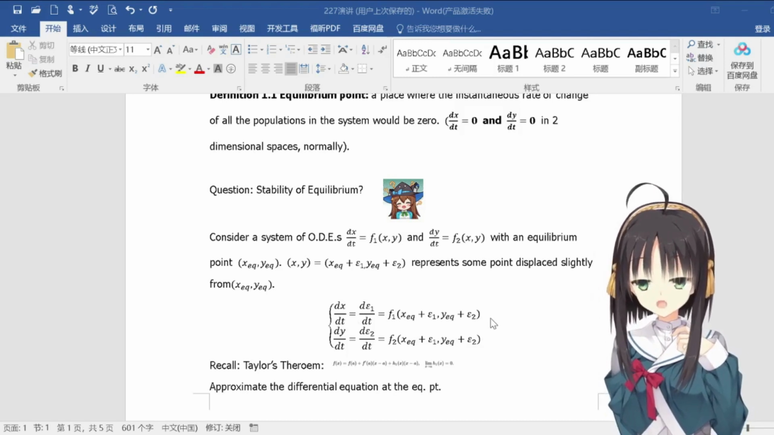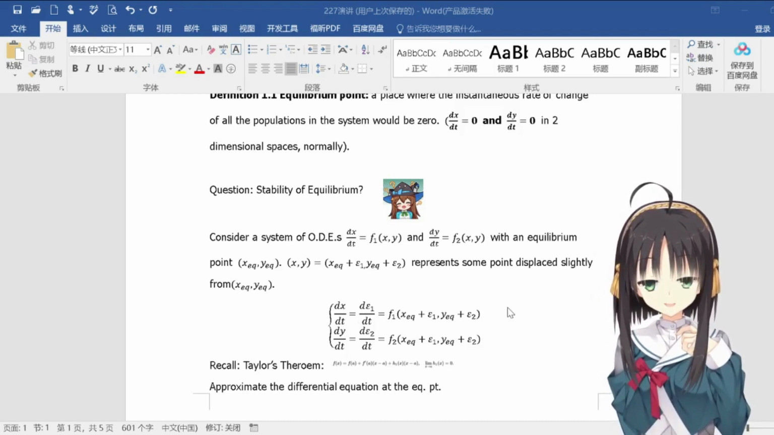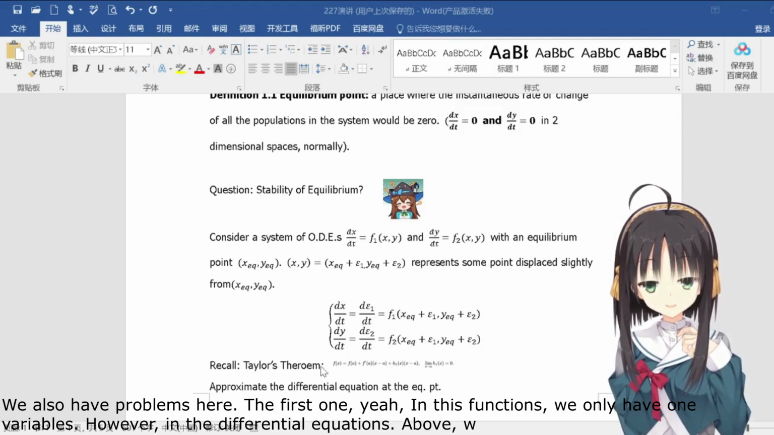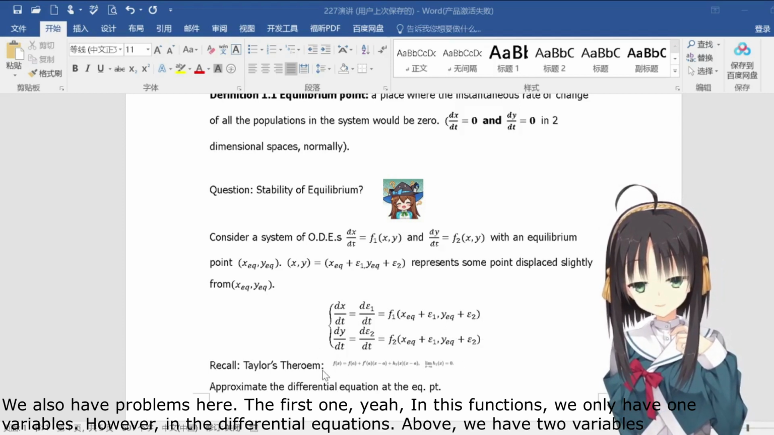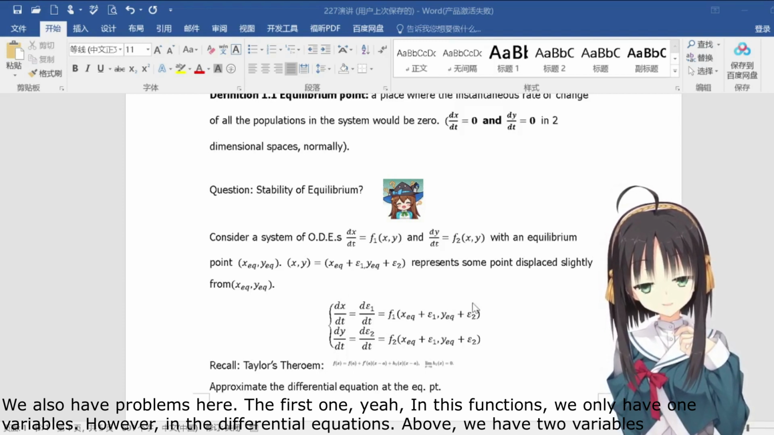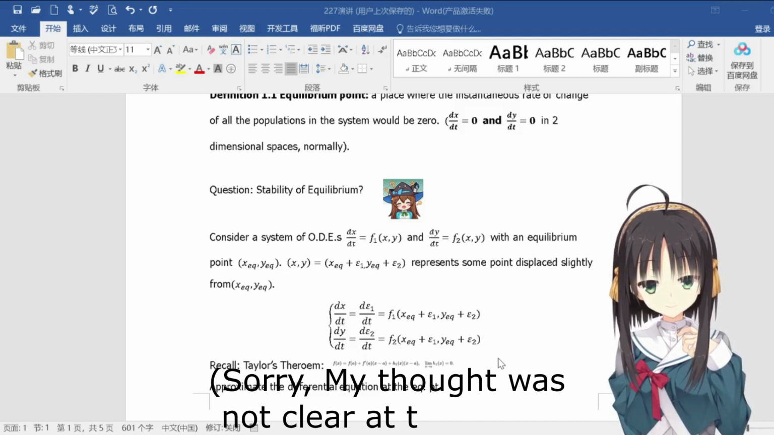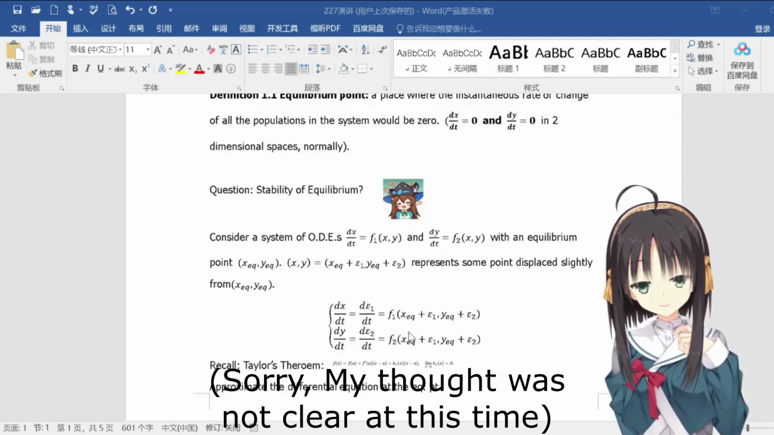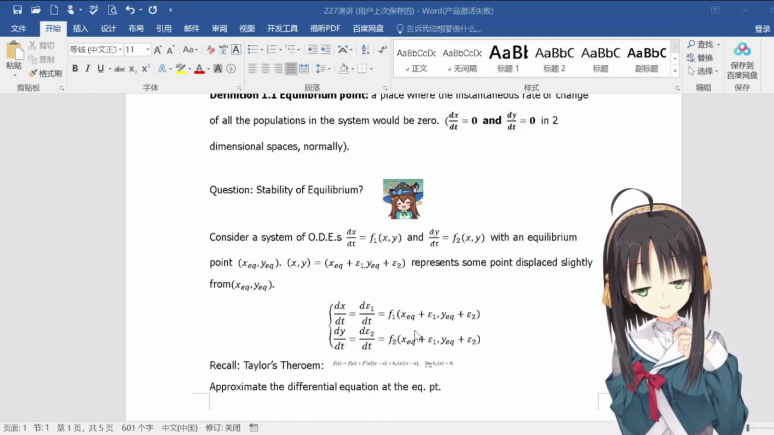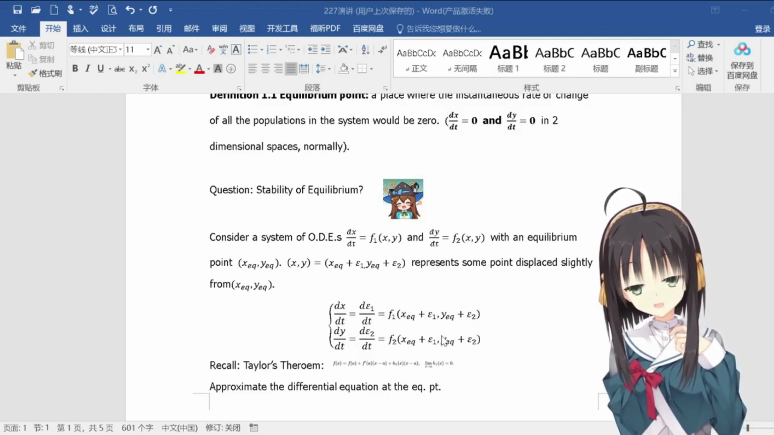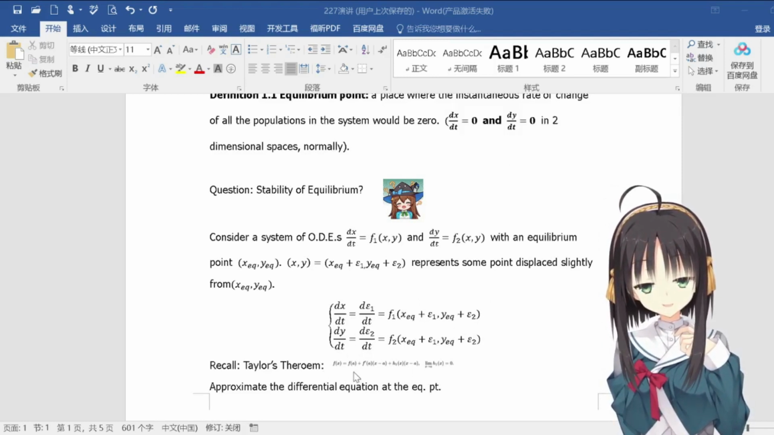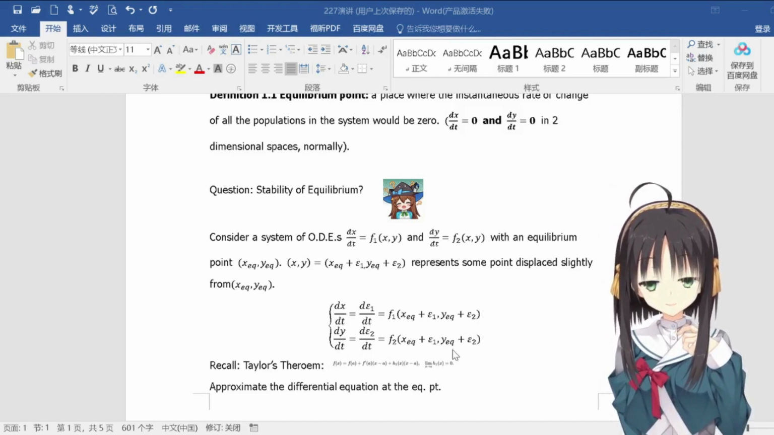We also have problems here. The first one, yeah. In this function, we only have one variable. However, in the differential equations above, we have two variables, epsilon1, epsilon2, x and y. And second, let me take a second to think about it. Yeah, so the main problem is we have more variables, and this one has only one variable.